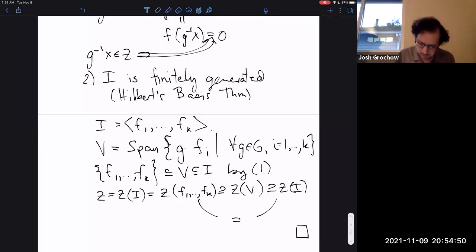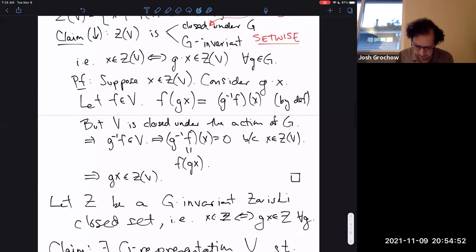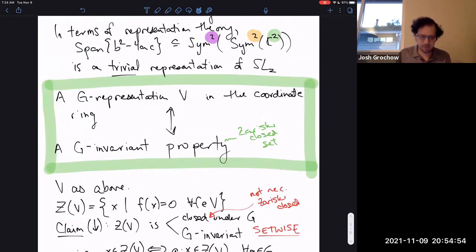All right, so this is sort of the general theorem, and this is the main message: what are we looking at when we're looking at the vanishing of G modules in the coordinate ring? We're really looking at G invariant properties, G invariant Zariski closed sets. Okay, but now let's see some more examples.